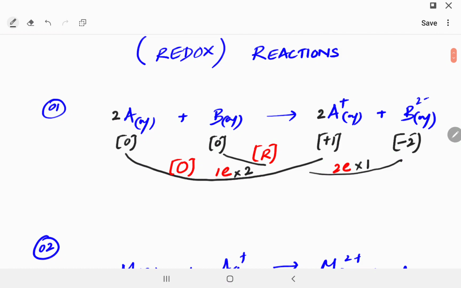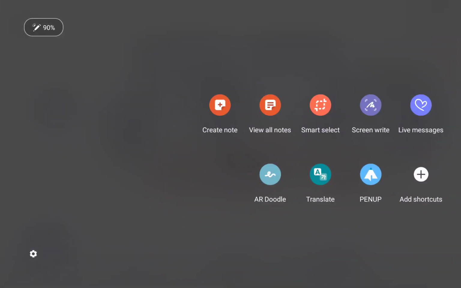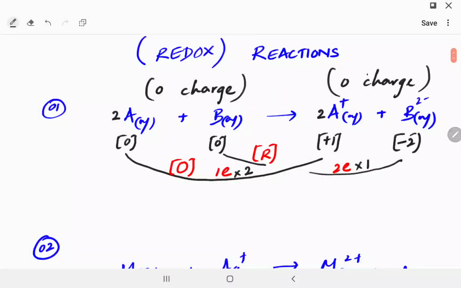How do we know that? We can check the charges. On the reactant side, the overall charge is 0. On the product side, once again, the overall charge is 0. So the reactant and product charges balance out, and therefore this reaction is balanced. That is how you balance redox reactions.